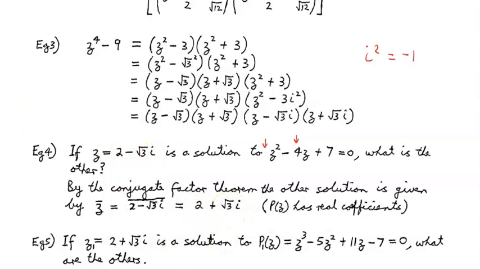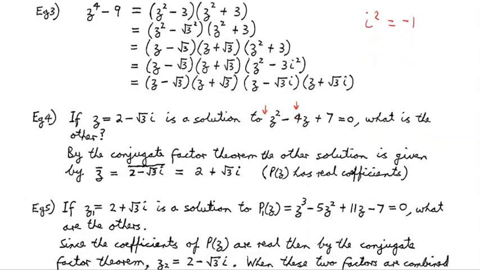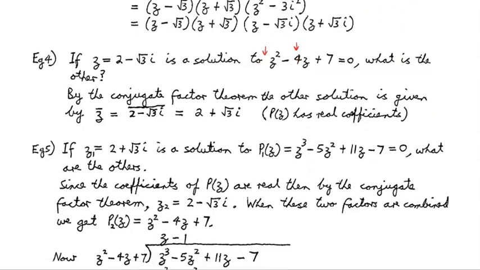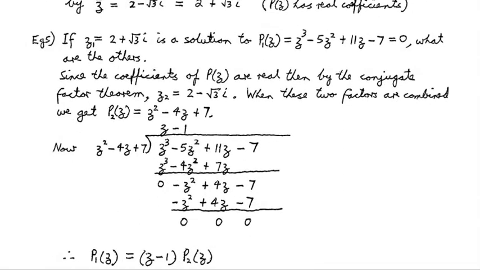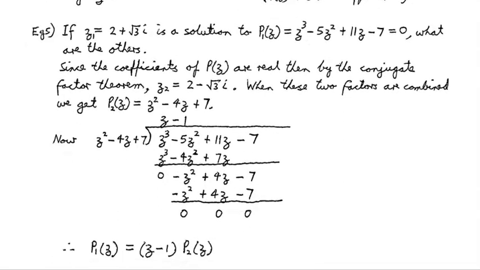All right, next one down. Where are we going to? If z1, here we go, I'll just scroll it down a bit. If z1 is 2 plus √3 i is a solution to the polynomial P1, z cubed minus 5z squared plus 11z minus 7 equals 0, what are the others? Okay, we've got one.